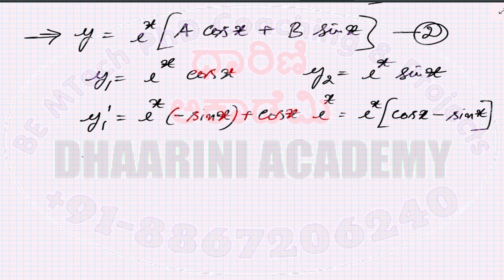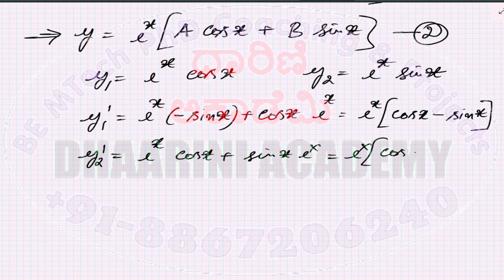So that's y1 dash. We'll calculate y2 dash. y2 dash is equal to, first function as it is, differentiation of sin x is cos x, plus sin x into e to the x. So e to the x into cos x plus sin x.